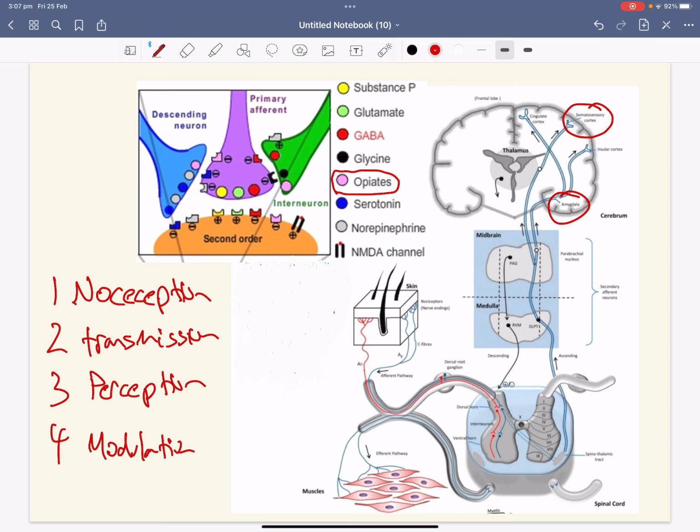And what this purple one can do is actually come out and bind to the primary or the first order neuron, and actually the second order, and then it can actually stop the transmission of pain signals. And so that's a good thing because it can help with removing pain, particularly in an acute setting. So that's the pain pathway. How can we utilize this pain pathway to help with analgesia?